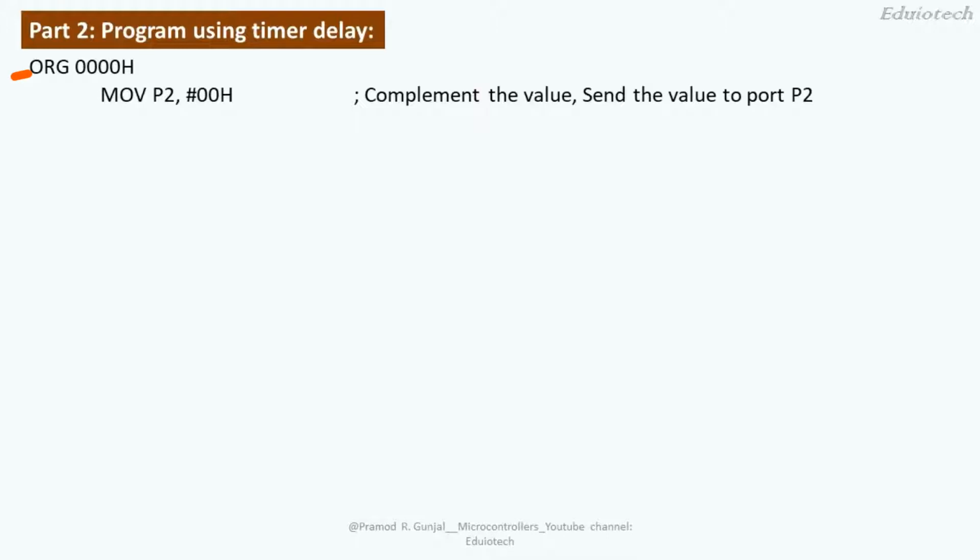Now let us write a code. Start with the directive ORG. Start executing the code from the 0th memory location. Using the MOV instruction, move the value hex 00 to port P2, which will make all the LEDs off.